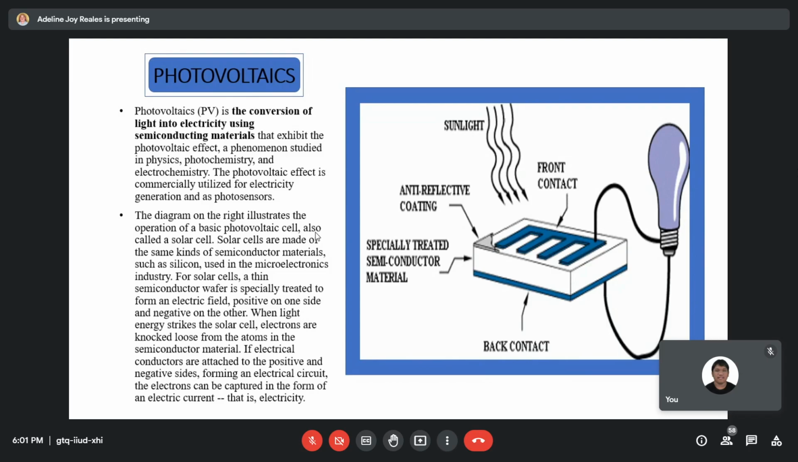Solar cells are made of the same kinds of semiconductor materials, such as silicon, used in the microelectronics industry. For solar cells, a thin semiconductor wafer is specially treated to form an electric field, positive on one side and negative on the other. When light energy strikes the solar cell, electrons are knocked loose from the atoms in the semiconductor material. If electrical conductors are attached to the positive and negative sides, forming an electrical circuit, the electrons can be captured in the form of an electric current, that is, electricity.